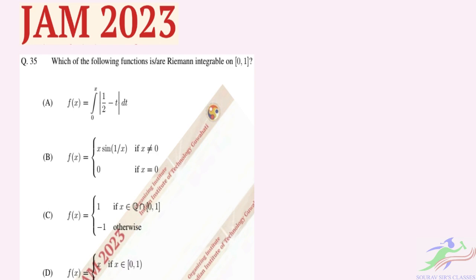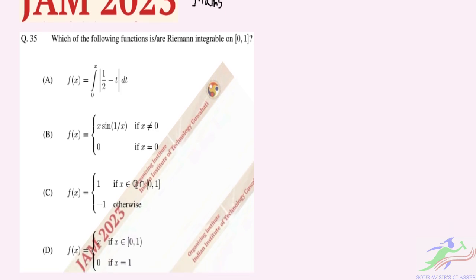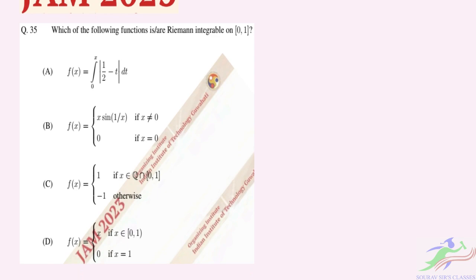So we are solving the mathematics paper from JAM 2023 and this is question number 35. Let us see the question. Which of the following functions is/are Riemann integrable in the closed interval 0, 1? So the four options are given. What we will do is check these one by one, right?